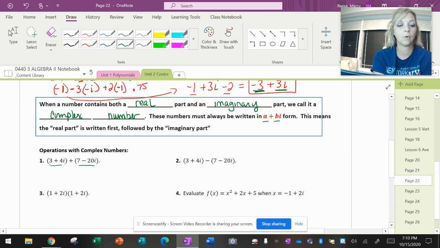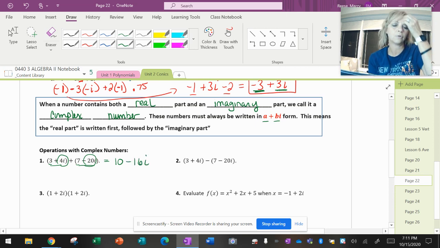So when I do that, I go, all right, 3 plus 7 is 10. And then I add the i's, the 4i and the -20i. And we've got -16i. So you're just combining like terms. So you combine the real numbers and the imaginaries, and that creates that complex number together.